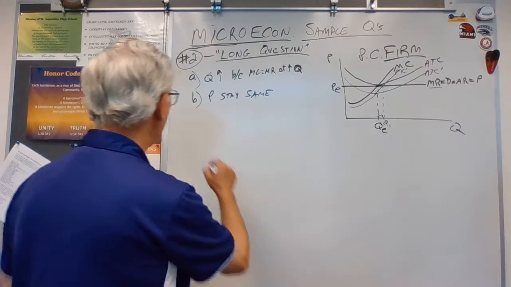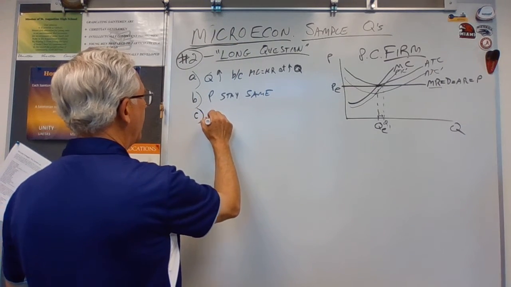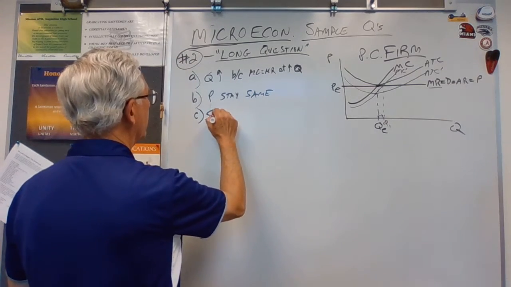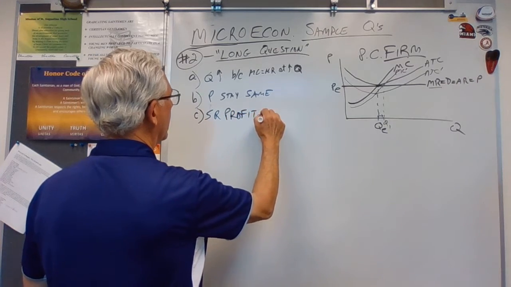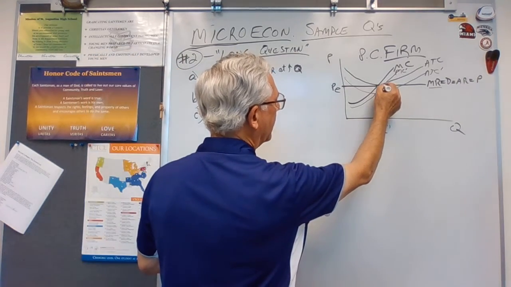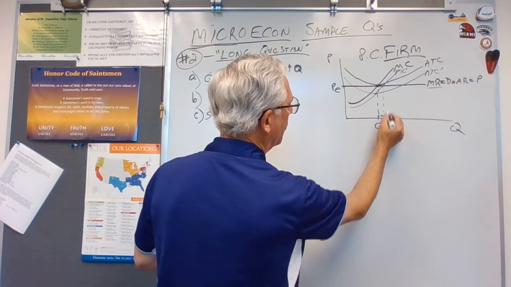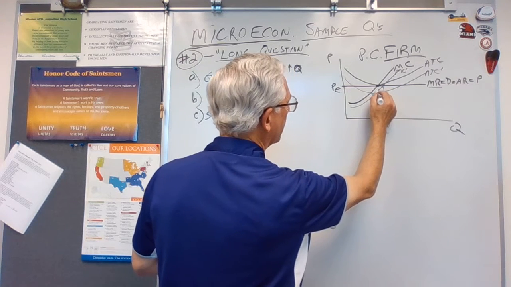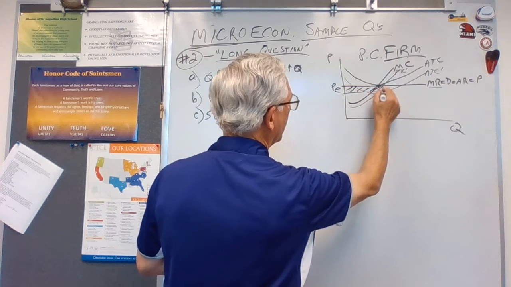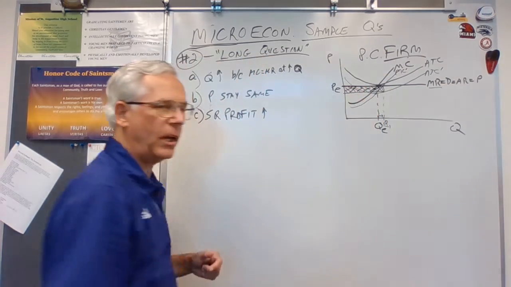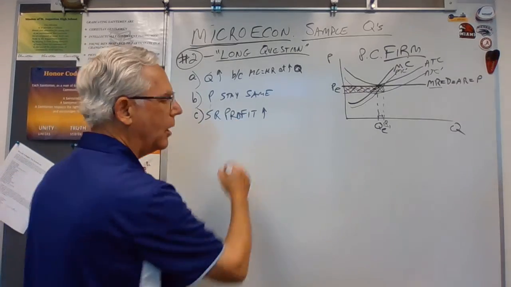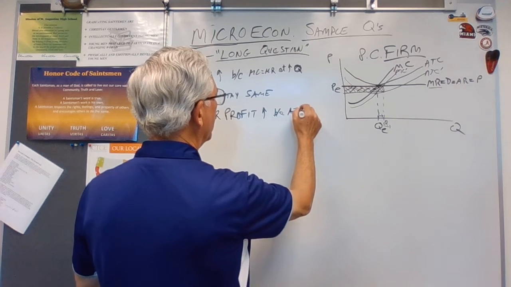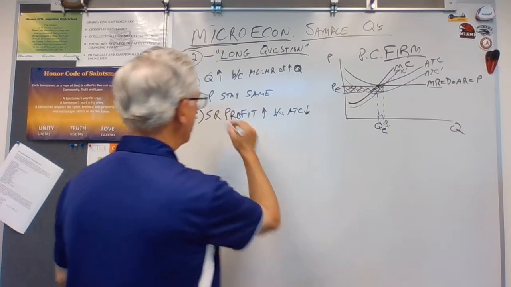C, short-run profits. So her short-run profits increase, because here now at this new point where she's operating at Q1, where MC equals MR, her cost of production is down here. So she now has a profit. Whereas before she had zero economic profits, now she has profits. That increases because ATC went down, okay? And price stayed the same.